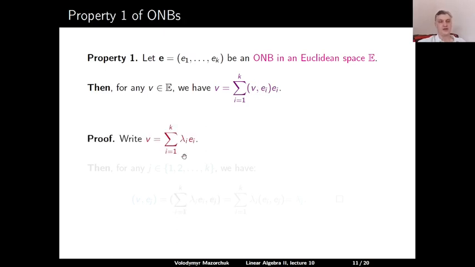Proof. So we know that each element can be uniquely written as a linear combination of basis elements with some coefficients.